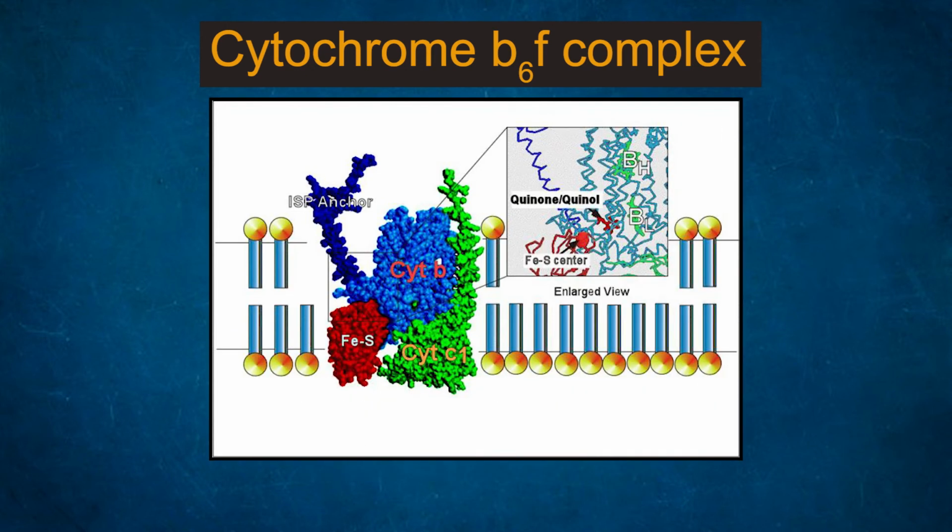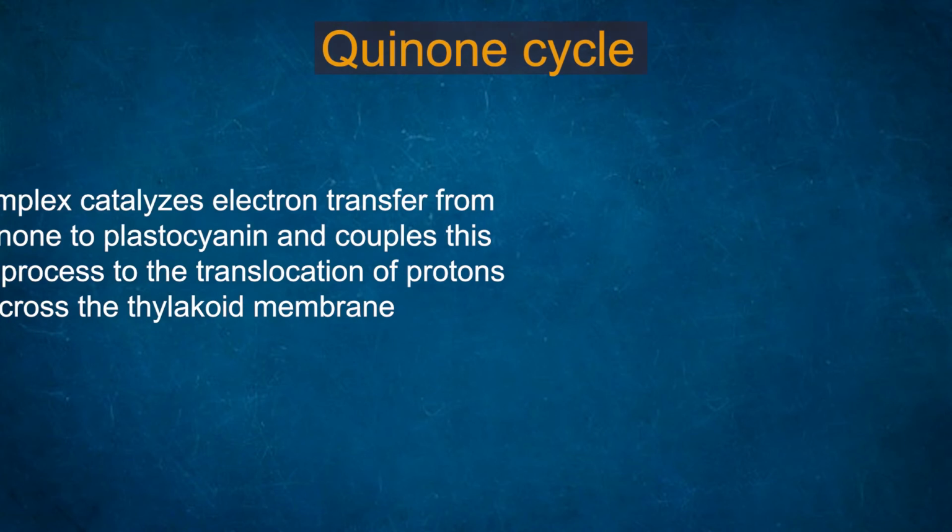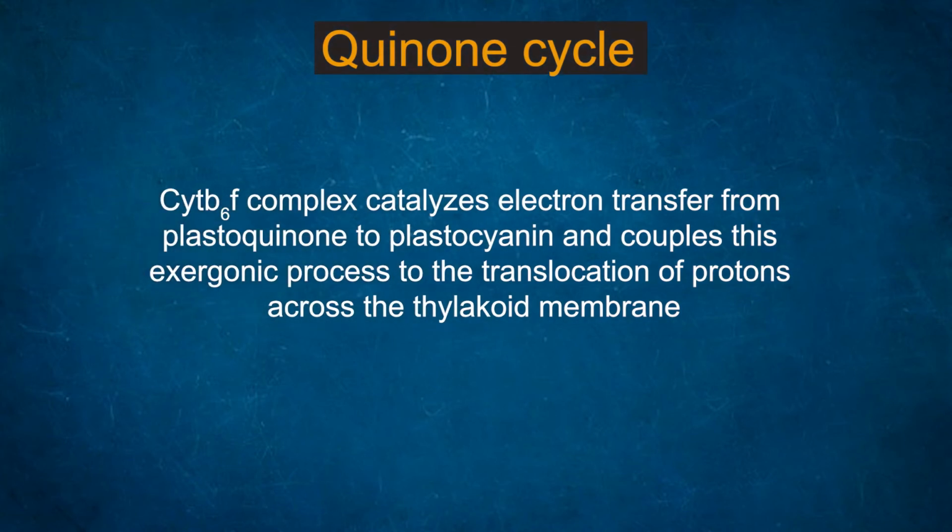Another special feature of the cytochrome b6f complex is the Q cycle. The Q cycle, referred to as the quinone cycle, is very important as it helps in the translocation of protons from the stroma into the lumen. So, let us move to the Q cycle, that is the quinone cycle. Cytochrome b6f catalyzes the electron transfer from plastoquinone to plastocyanin and couples this exergonic process to the translocation of protons across the thylakoid membrane.